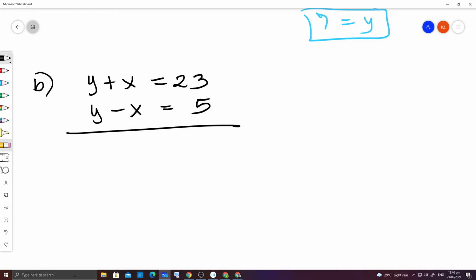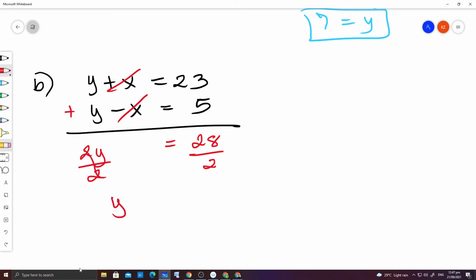Again, we can use addition, and since we can see one positive x and one negative x, we can eliminate x for this equation. So not always y, okay? Sometimes it's x. So y plus y is 2y. So we have 28 over 2. So y is equal to 14.